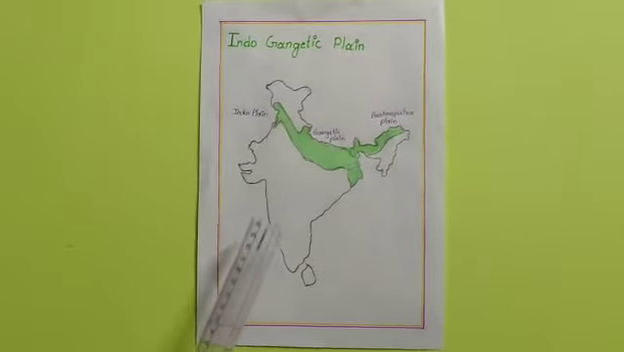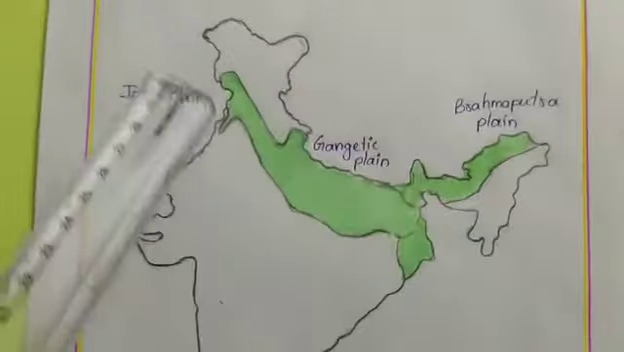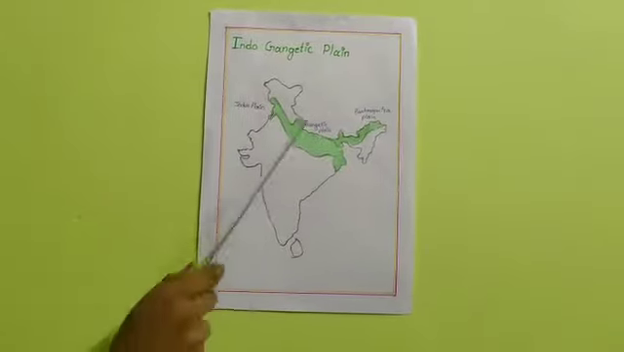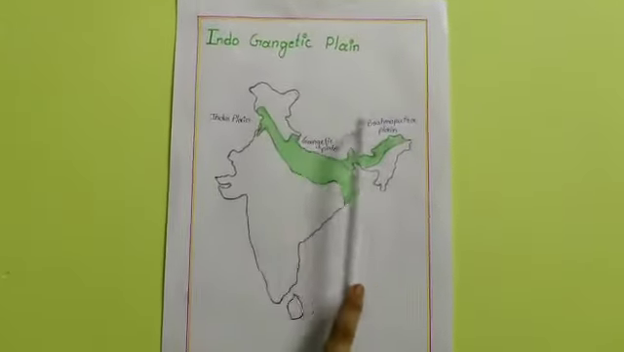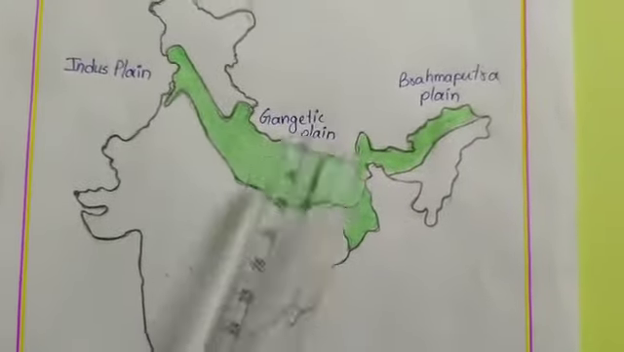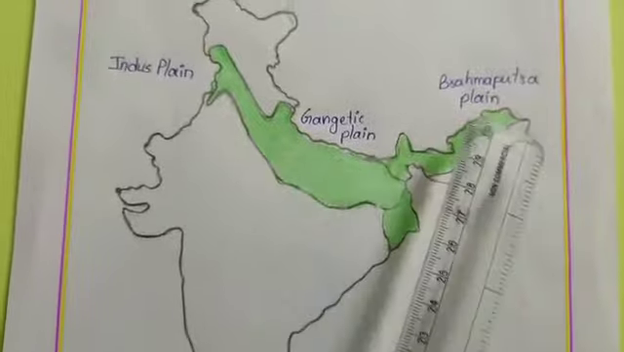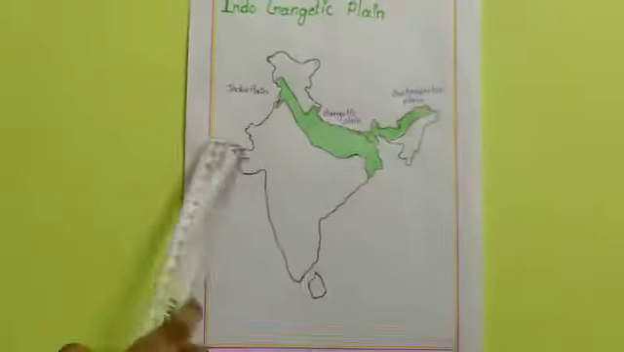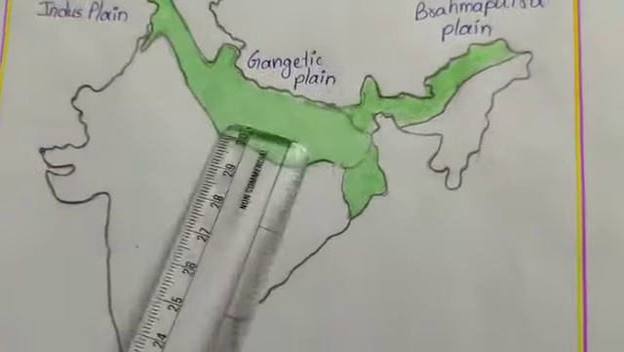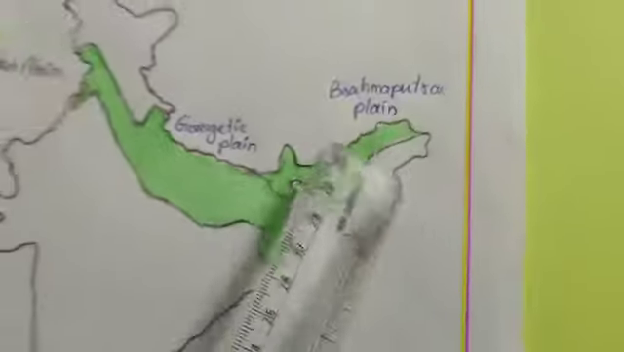Now, let us see how it influences us and how these plains are spread across our country. As you all can see, this is the India map, and the colored part is the Indo-Gangetic plain. In India, we have three parts: western part, central part, and eastern part. In the western part, we have Indus plain, in the central part we have Gangetic plain, and in the eastern part we have Brahmaputra plain. So the Indus plain is also called the western plain, the Gangetic plain is also called the central plain, and the Brahmaputra plain is also called the eastern plain.